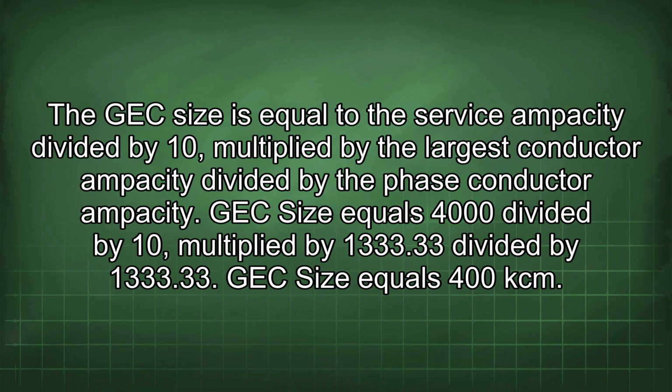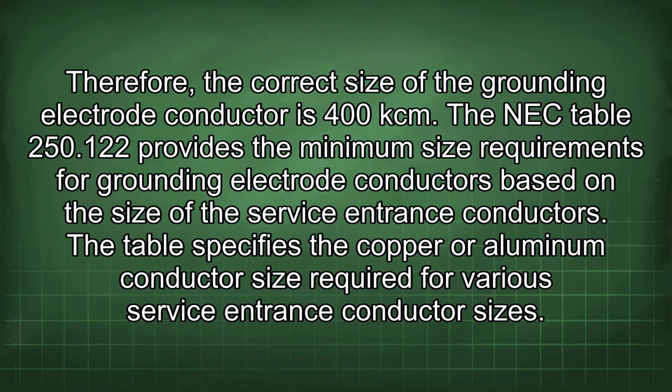The GEC size is equal to the service ampacity divided by 10, multiplied by the largest conductor ampacity divided by the phase conductor ampacity. GEC size equals 4000 divided by 10, multiplied by 1333.33 divided by 1333.33. GEC size equals 400 kcm. Therefore, the correct size of the grounding electrode conductor is 400 kcm.